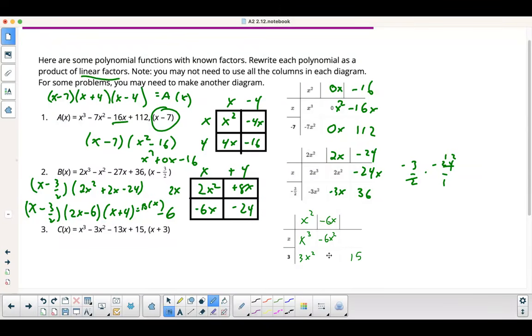X times negative 6x, that would give me this term. So then I can multiply these. This gives me negative 18x. And then I have to add, what do I add here to negative 18 to get negative 13? So that would be a positive 5. And then x times 5 would give me that. So cool, I got it down to x plus 3 times x squared minus 6x plus 5. So this is not linear, so I need to make another box.